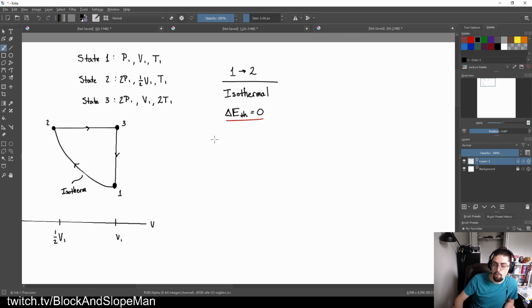The next thing we can do is solve for what the work is supposed to be. So I'll say, okay, work is negative nRT1 natural log of, well, 1/2 V1, V final, over V initial. Which really means that this is negative nRT1 natural log of 1/2.